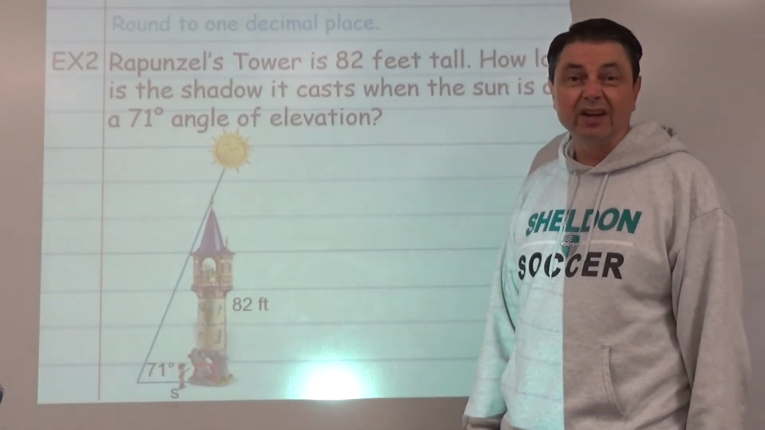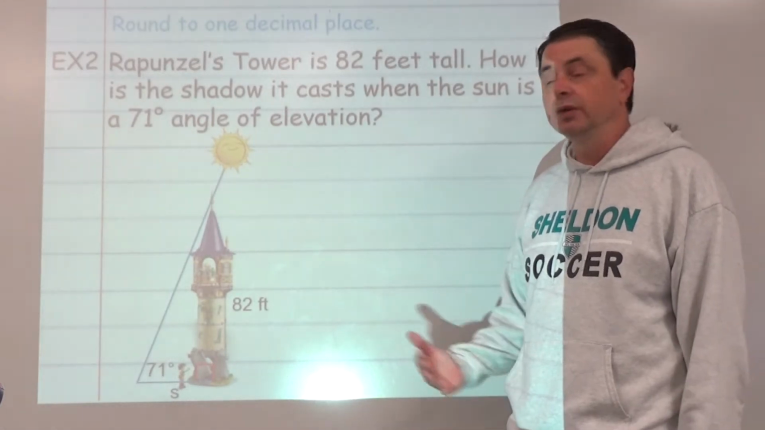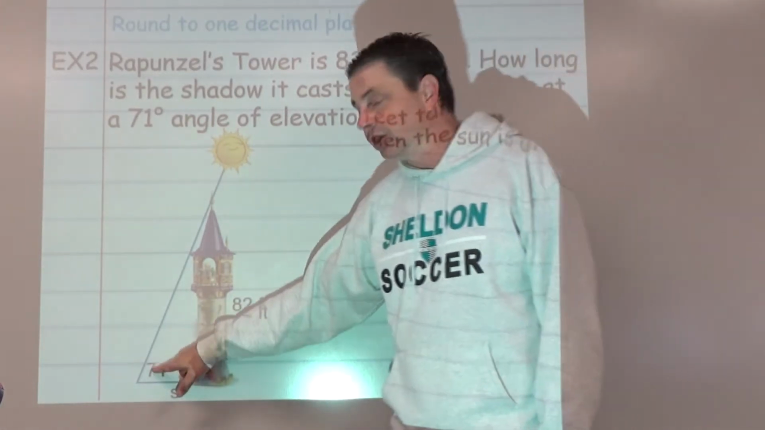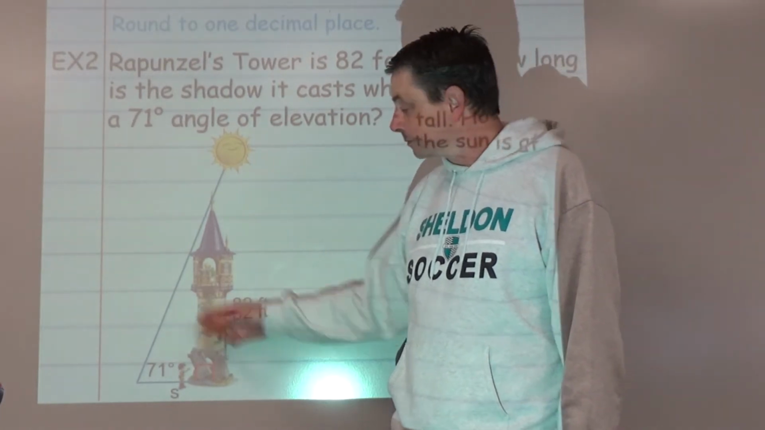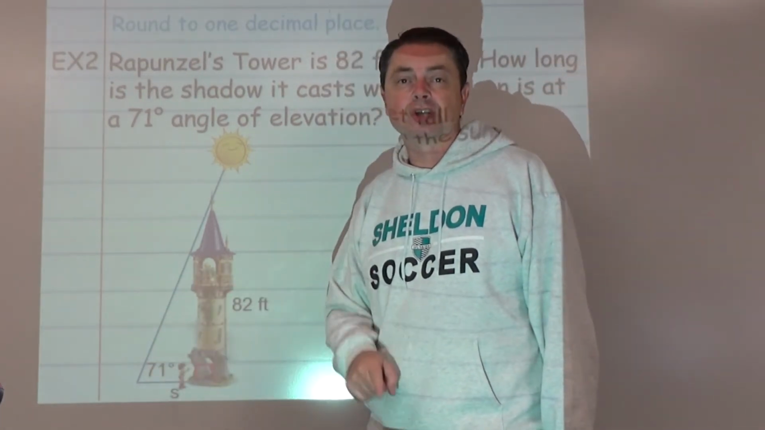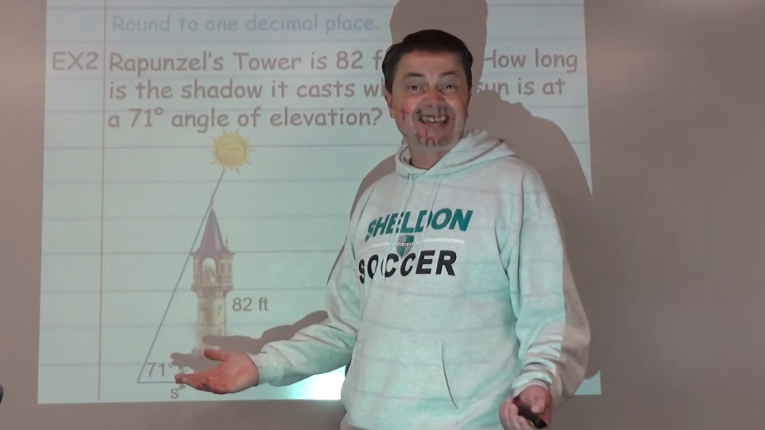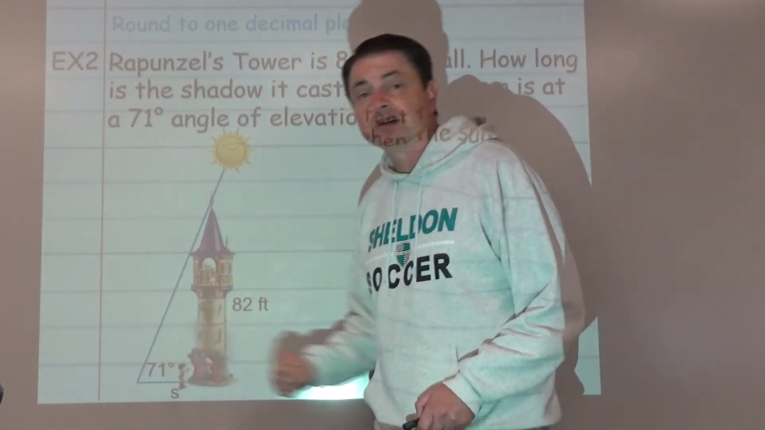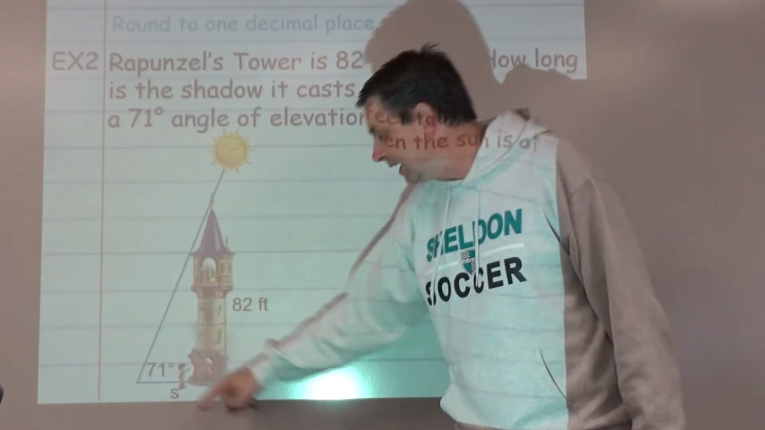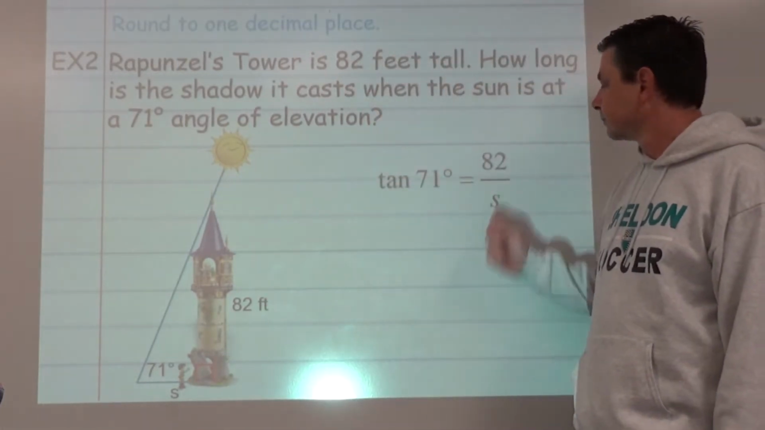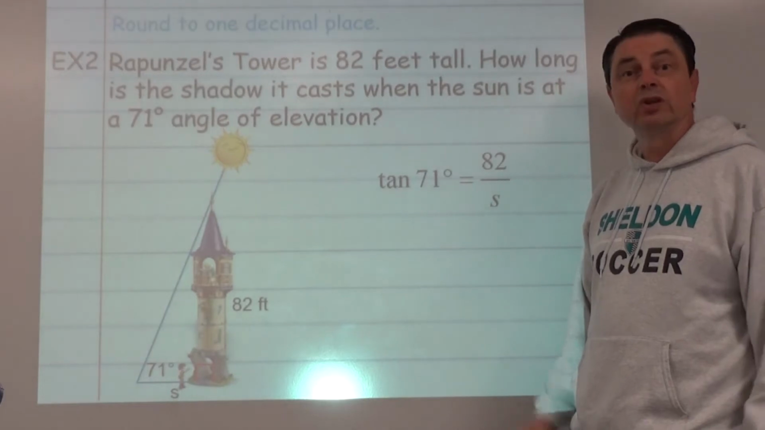So let's see if we can figure out which trig function we should be using. Here's our acute angle. We've got 82 as our opposite. S is our adjacent. Sounds like tangent once again. Tangent of 71 degrees is opposite, 82, over S, adjacent.